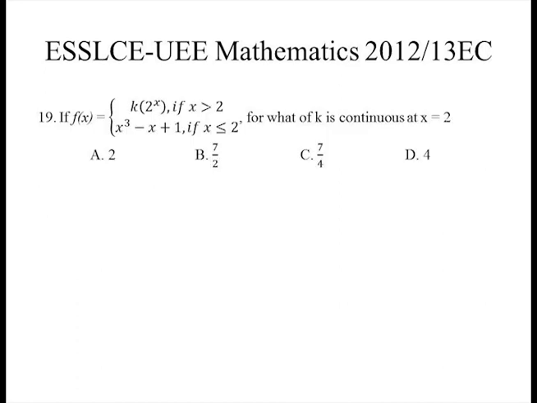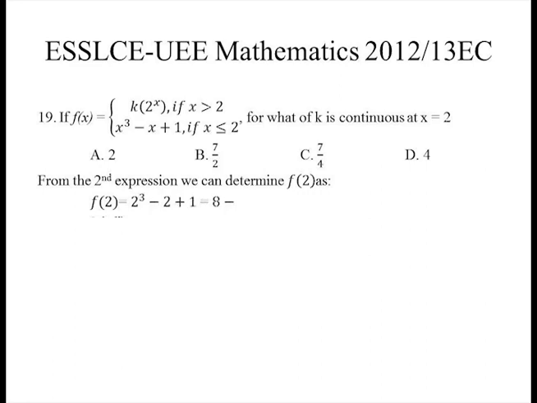Question number 19. If f of x is equal to k times 2 to the power of x if x is greater than 2, and x cubed minus x plus 1 if x is less than or equal to 2, for what value of k is f continuous at x is equal to 2? From the second expression, we can determine f of 2 as 2 cubed minus 2 plus 1. 2 cubed is 8, minus 2 plus 1. 8 minus 2 is 6, 6 plus 1 is 7.